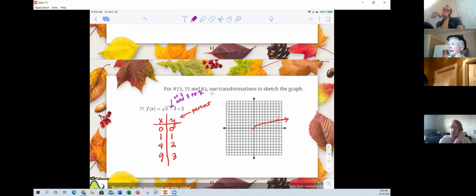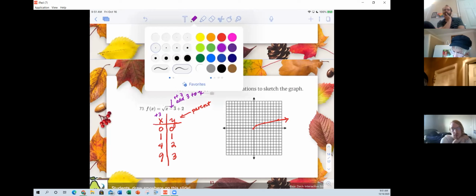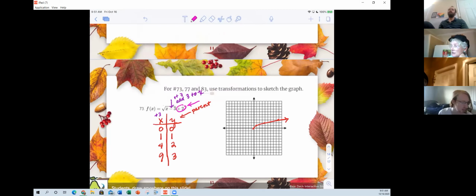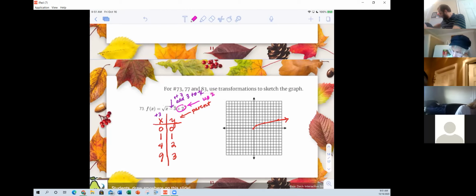So that meant to add 3 to the x values, because I'm such a goofball. So I'm going to add 3 to all the x values. And then what does the plus 2 tell me to do? Add 2 to the y values, which is, what's that going to do to the graph? Up 2, right. So it's up 2, and you'll get that by adding 2 to the y values.